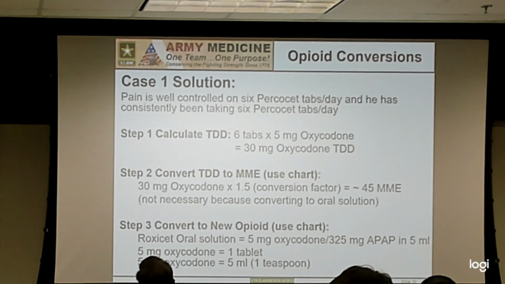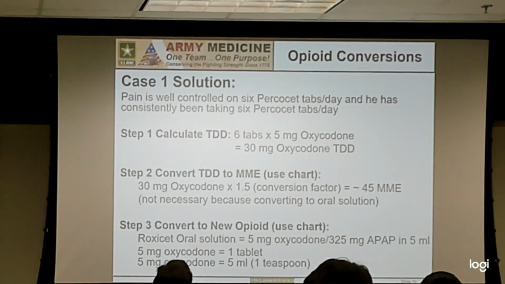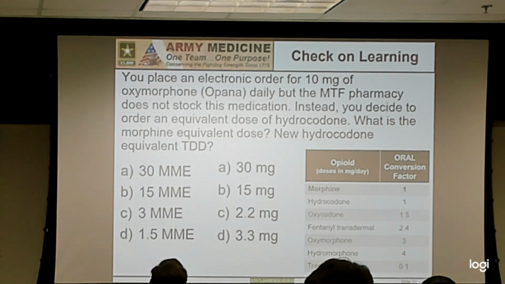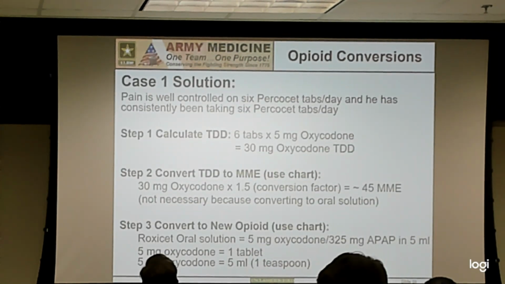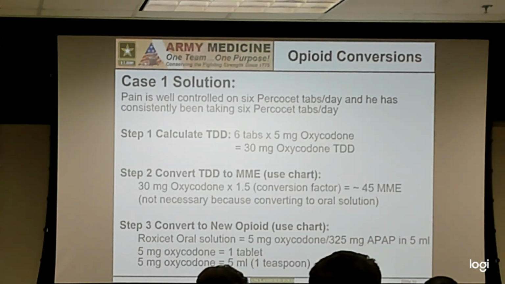And then I have to convert it to the MME. I would again give you that chart. So you multiply that total daily dose by the conversion factor. We're talking about oxycodone. So let me go back. You see the 1.5 there on the chart? That's why we're multiplying by 1.5 here. So my 30 times 1.5, and I have about 45 MMEs.